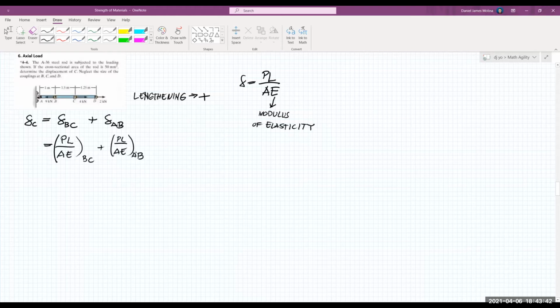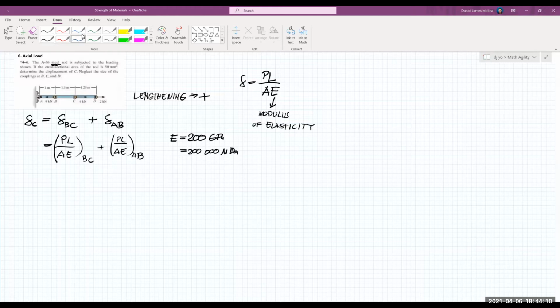Okay? We don't have any value for E, but since it's steel, then the value for E is 200 gigapascals. Or in megapascals, we have 200,000 megapascals. That is for steel only. So we are left with the calculation for the internal forces.